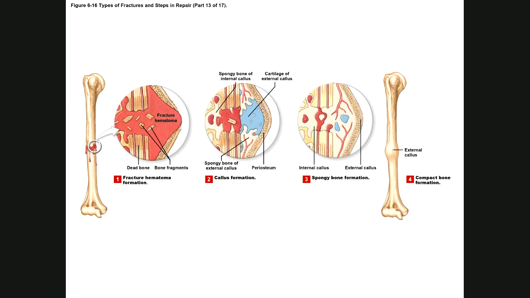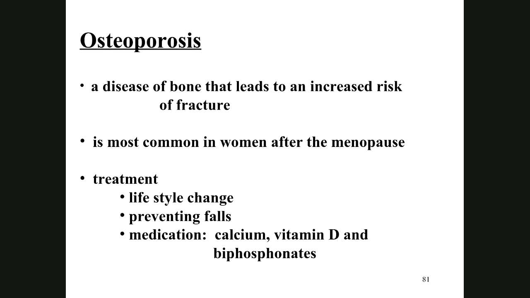And these are the different stages of the healing process, which basically show you the hematoma that you see, and then the callus formation, spongy, and basically it's the restructuring of bone that you see there. Okay. So this is a good word to know.